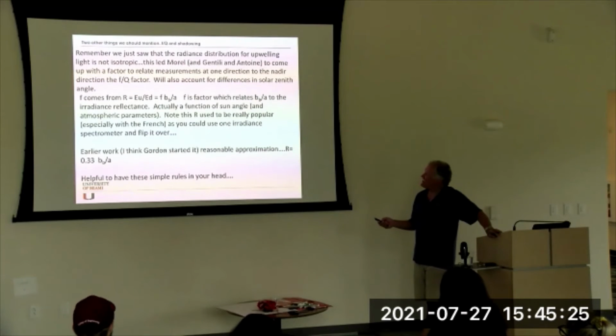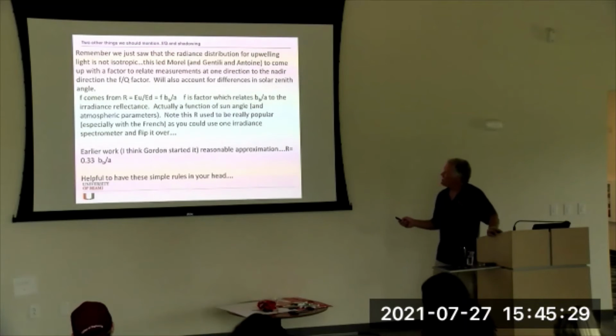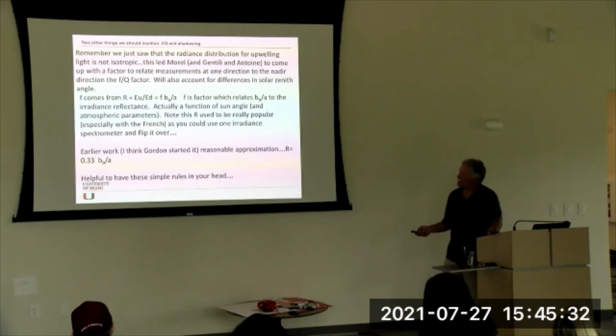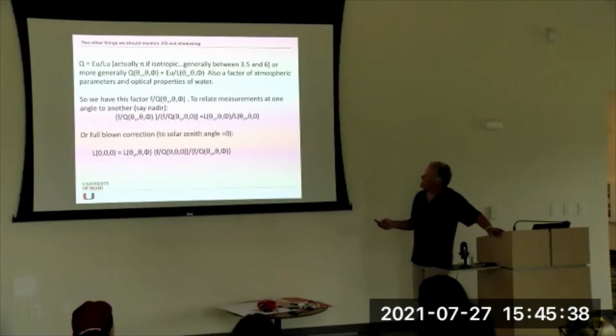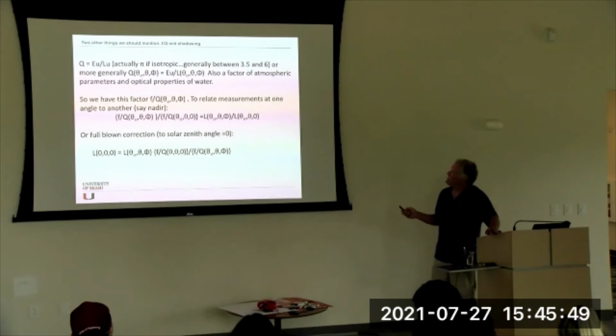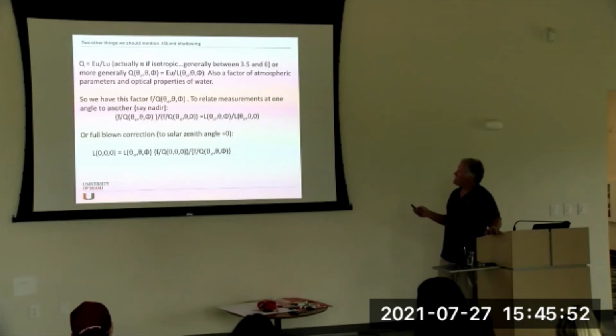Anyway, so there's F, so that's where F came from. Having this number, 0.33 BB over A, is sort of a useful thing to keep in your head. Q is EU over LU. So if the light field was perfectly isotropic, then Q would be equal to pi. In general, it's equal to some number between 3.5 and 6. Clear water is more toward pi. Turbid water is more towards 6.